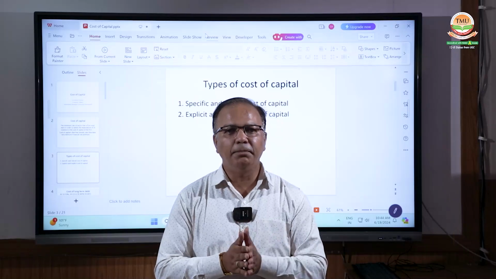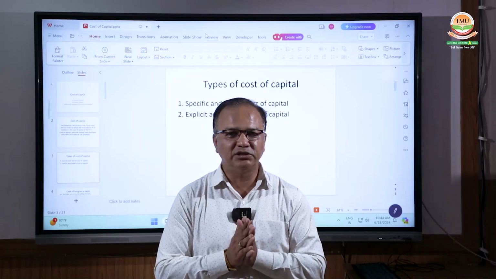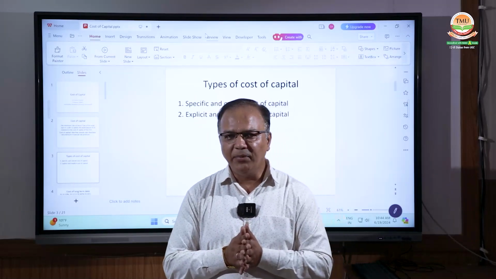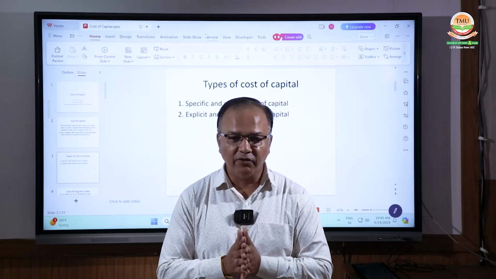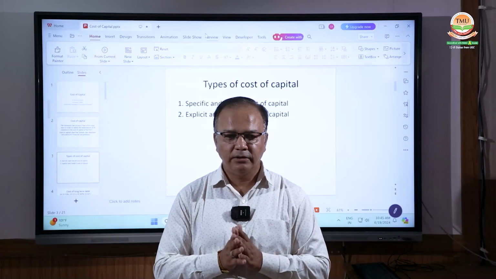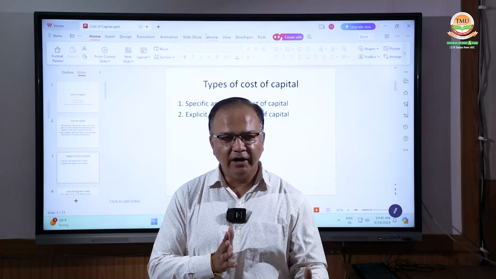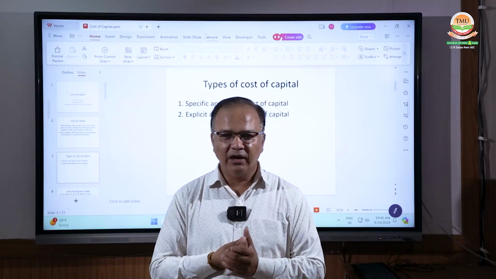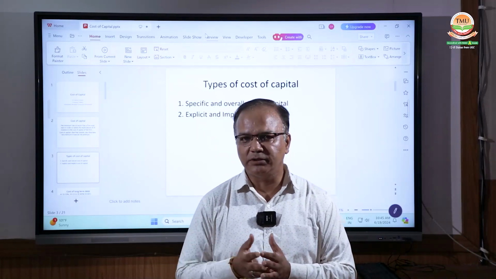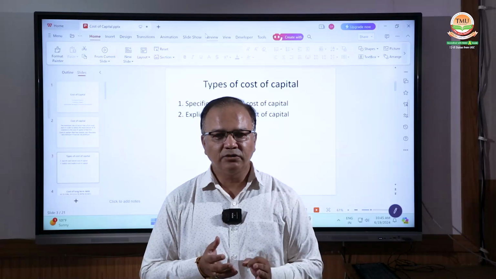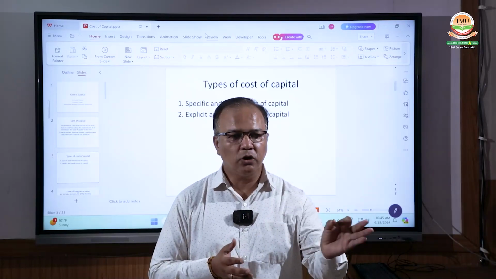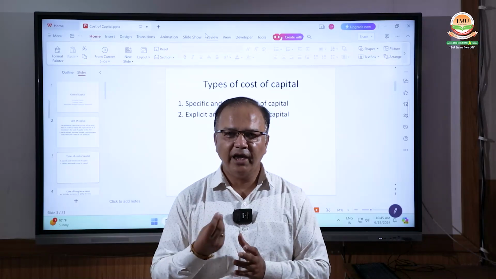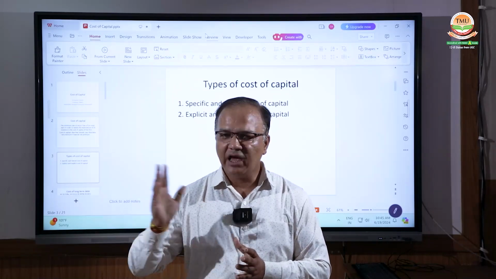So this is the implicit cost of capital. You can say this is the opportunity cost of capital. As you know, what is the meaning of opportunity cost? Opportunity cost means if I am using a fund, then this fund is not used anywhere. For example, suppose I have 1 lakh rupees, then I have different options. I can put this fund into the stock market, and the stock market can give me a return of 10%. Another option which I have in my mind is FD.